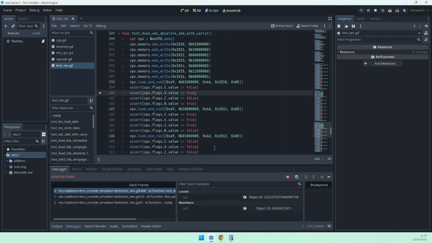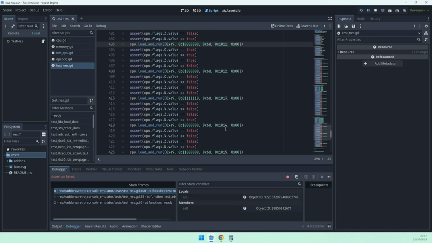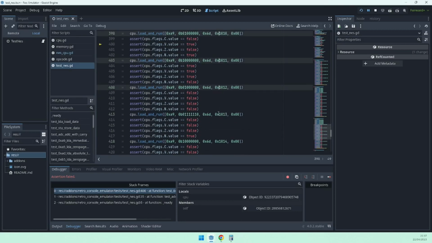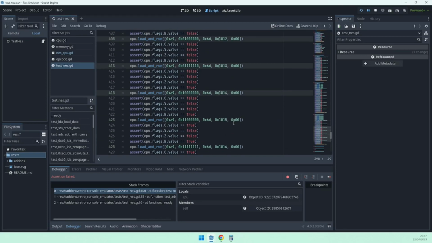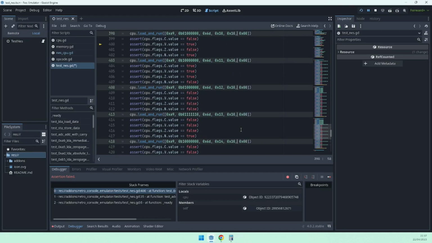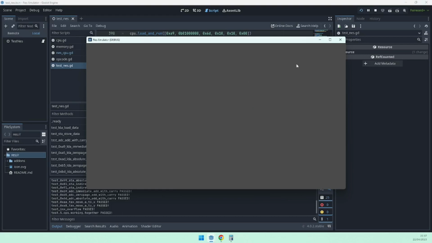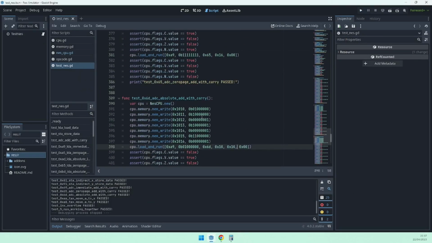Let's try it. It fails. Because I am using big endian instead of little endian. You fool. Actually, it's not only that, I also use 2 different bytes. Okay, it passed. Cool.